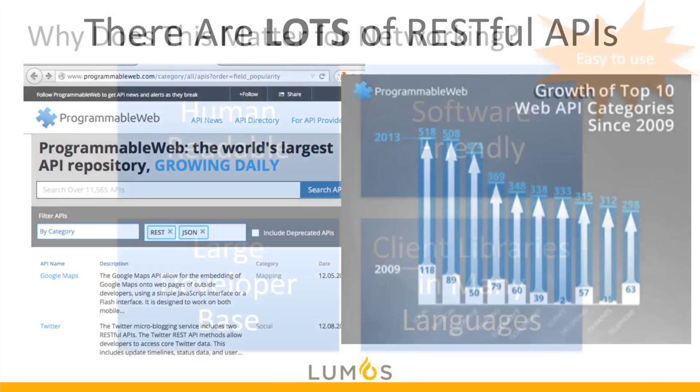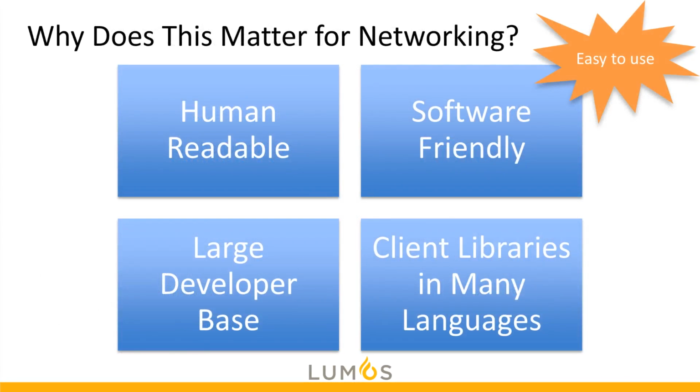So, why does this matter for networking? Well, first of all, REST is easy to use. It's human readable, it's friendly to software. We just saw that maybe it's not easy to read, but again, I talked about that thing called pretty print, which we can talk about and show a little bit more in depth. And the idea is that it can be very, very human readable, very easy to read.